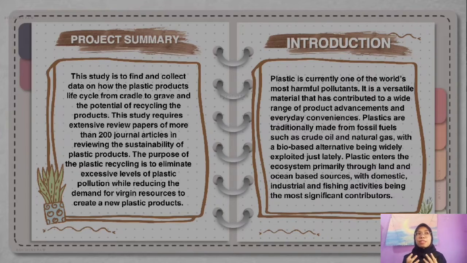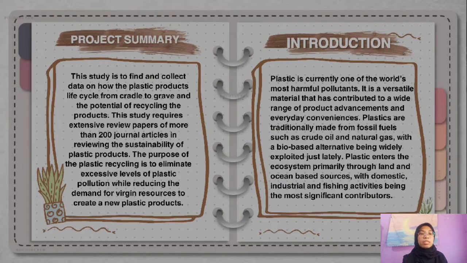The mechanical, thermal, structural, morphologic and optical properties of plastic, as well as their processing and performance attributes, have greatly improved. Plastics are traditionally made from fossil fuels such as crude oil and natural gas, with bio-based alternatives being widely exploited just lately. Fossil-based resources are limited and have a negative impact on the ecosystem and environment during extraction, production, and usage. Poor waste management techniques that fail to prevent plastic from leaking into the environment frequently result in the material being dispersed as litter, which eventually ends up in the ocean.